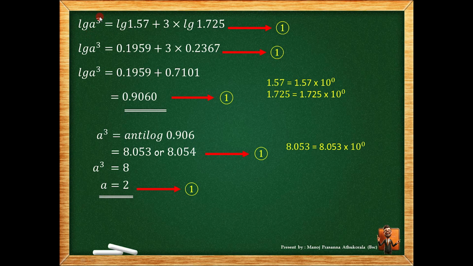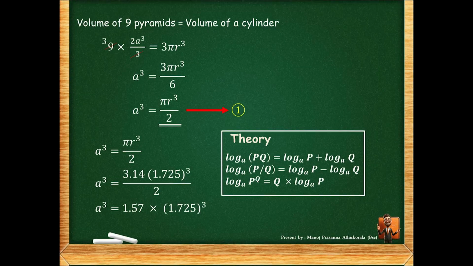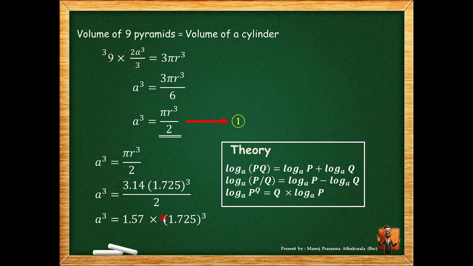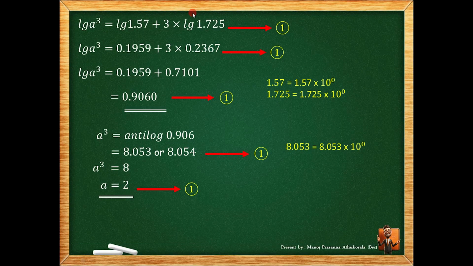Then we have to take logarithms of both sides. Logarithm of A cubed is equal to logarithm of 1.57 plus 3 times logarithm of 1.725. I hope you know basic logarithm rules. In logarithms, multiplications become additions and powers become multiplications. Yes, you can see it here. Multiplication becomes addition, power 3 becomes what?